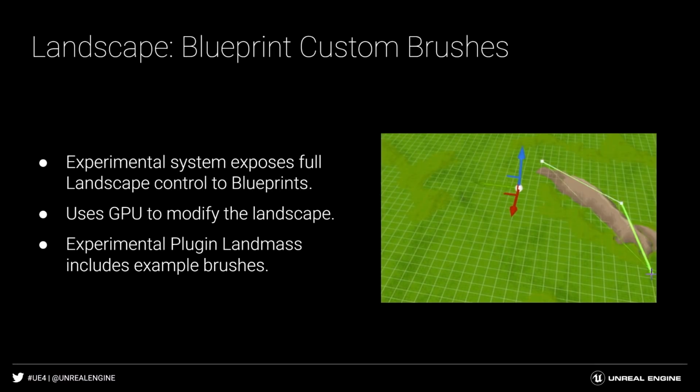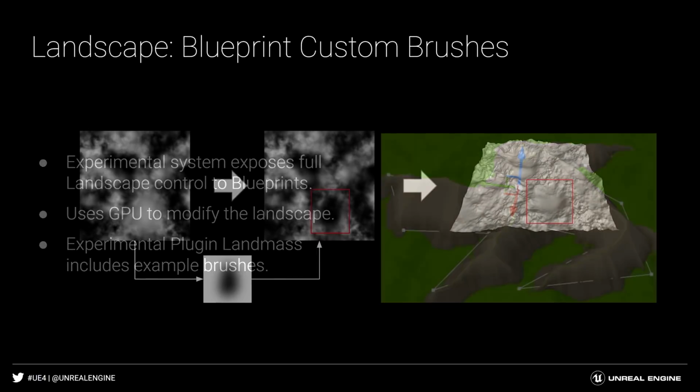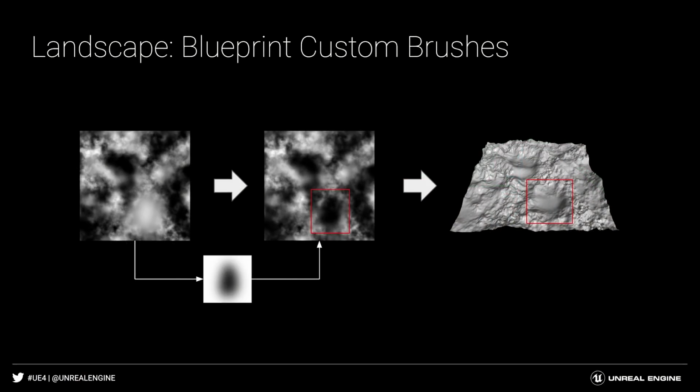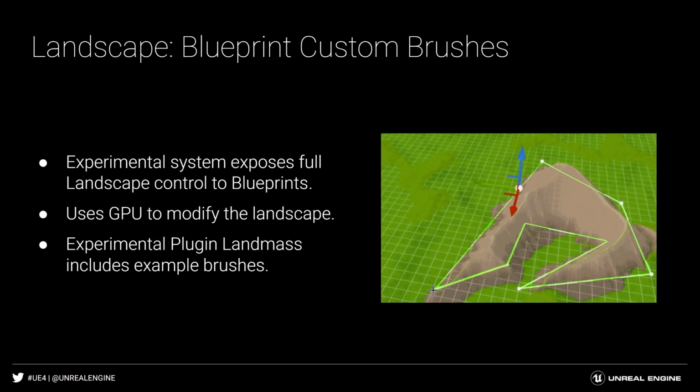The Blueprint Custom Brushes system exposes full landscape control to blueprints. It allows custom brushes to be created that can affect the landscape in a non-destructive way. It's important to remember that landscapes are simply dynamically generated geometry that reads a height map where each pixel is used to store elevation data. Blueprint Custom Brushes allow developers to create their own approach to landscape sculpting by making use of the GPU to overlay render targets that are going to be baked into a height map texture. For this demo, we're going to use the built-in examples in the Landmass plugin that developers can use as a reference to expand on it.